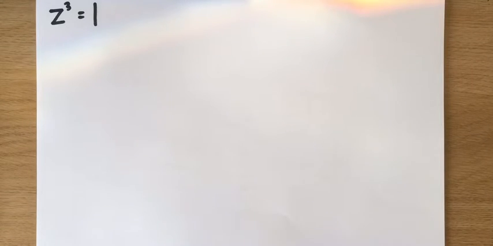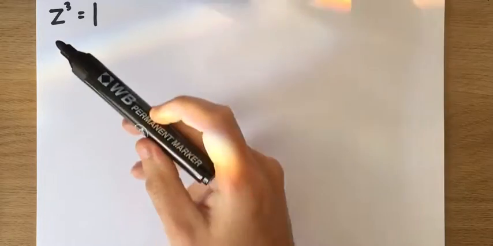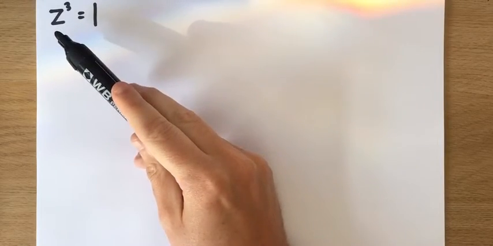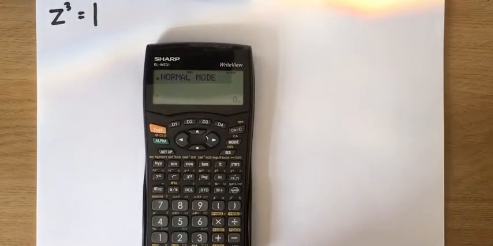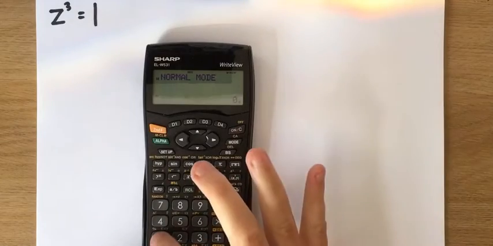All right, so I'm just going to run through the complex roots of unity, which have a couple of special properties. Let's say I'm asked to solve z cubed is equal to 1, and I'm asked to find all solutions for z. To do this, I need to write 1 in polar form. I'll do that in the calculator.